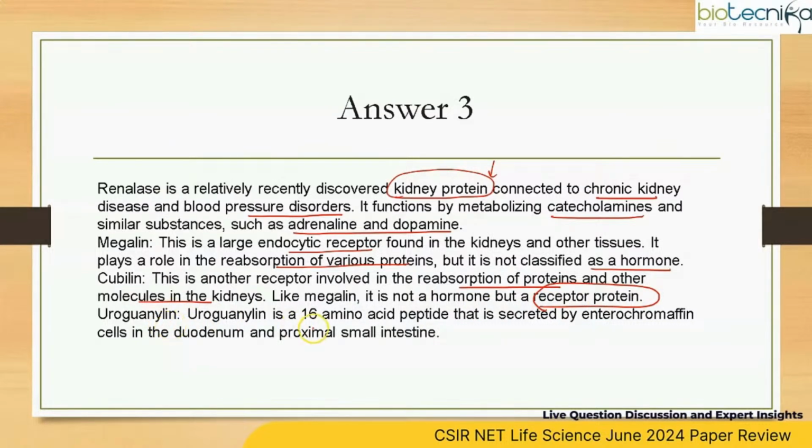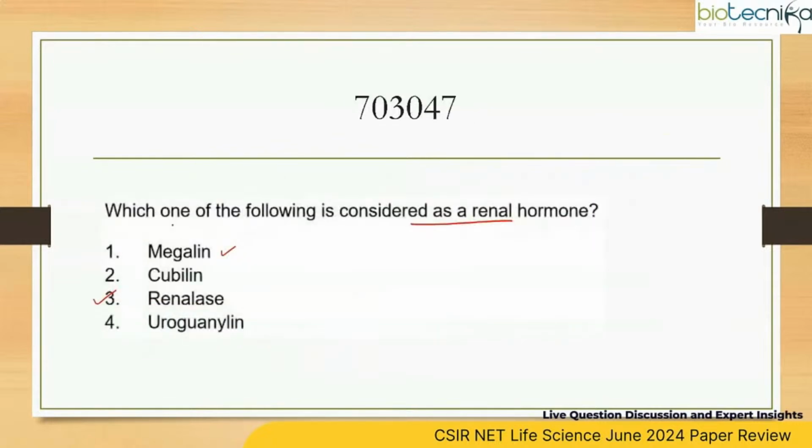Uroguanylin, so it is a 16 amino acid peptide. It is secreted by enterochromaffin cells in the duodenum and proximal small intestine. Okay, so it is not a part of the kidney, it is not a renal hormone, uroguanylin. So the right answer over here, that is why it is renalase. Okay, so know about the other molecules as well, apart from renalase.